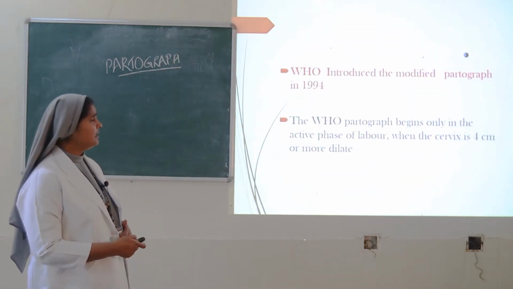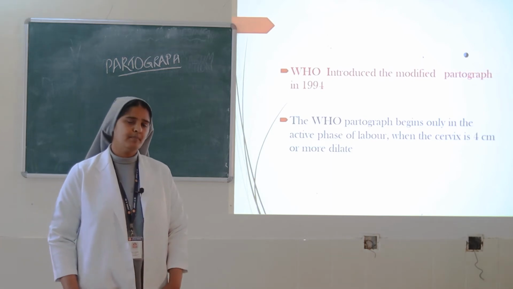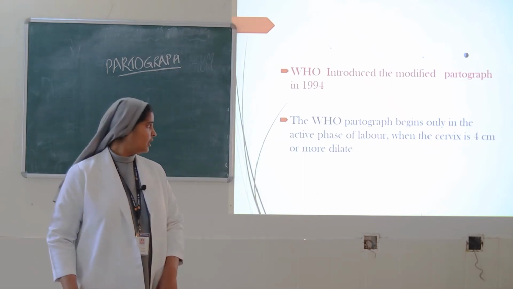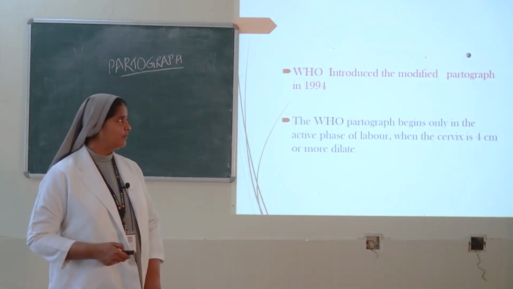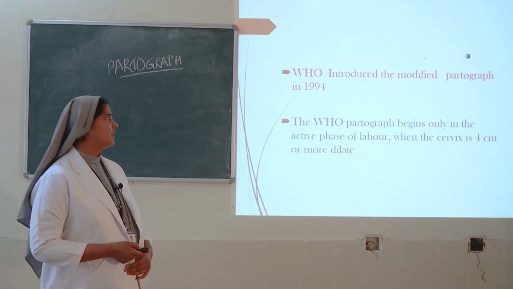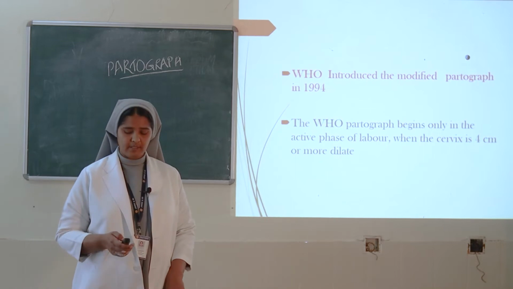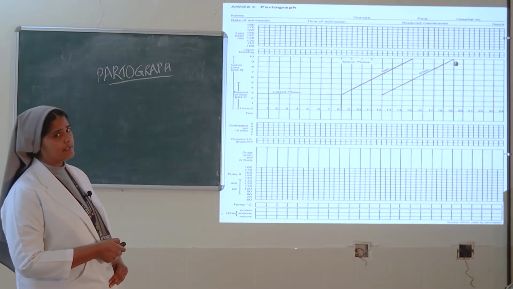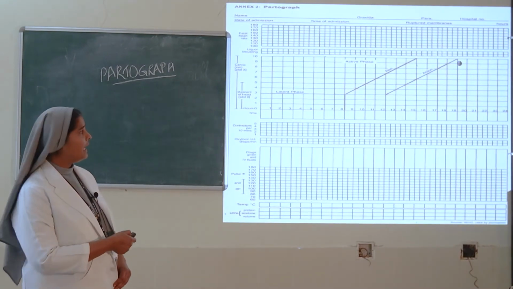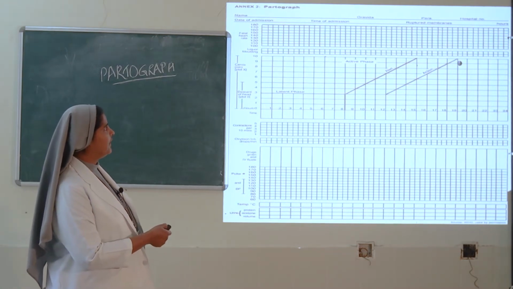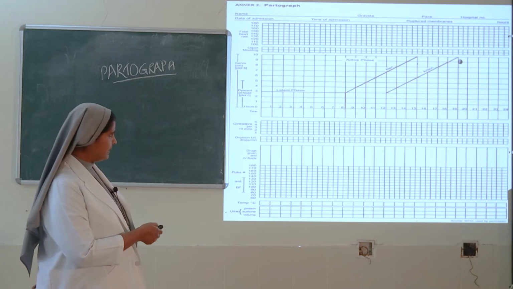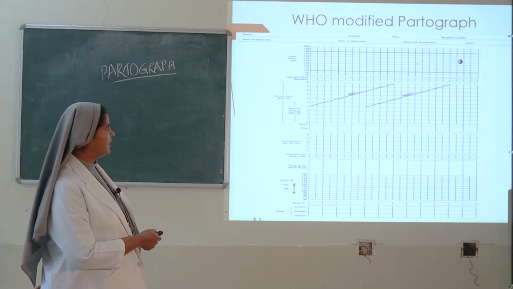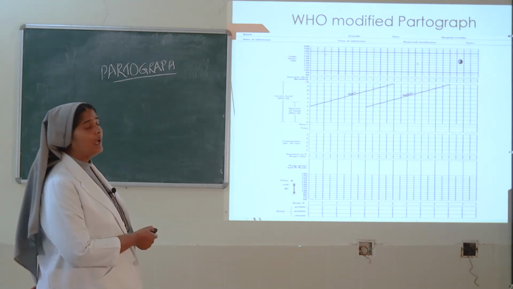After that, in 1994, WHO introduced the modified partograph, and this is the partograph we are using nowadays in our labor room. In this picture you can see the partograph we were using previously till 1994, and in it there is a latent phase, then the active phase. In the partograph given by WHO, there is no latent phase. The partograph monitoring will start only from the active phase of labor.